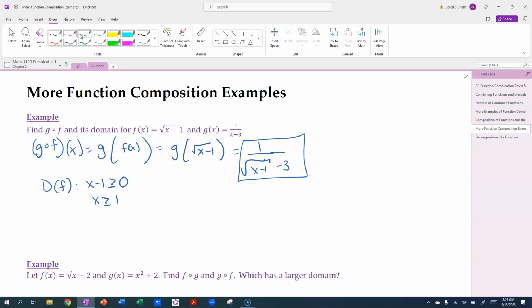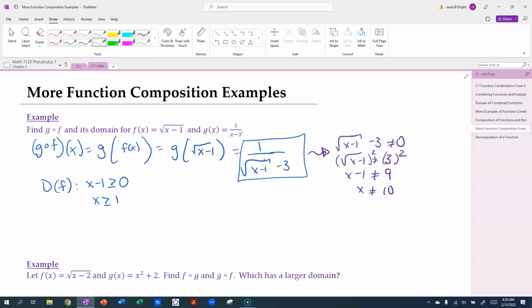Now I also need to look at the domain of the output and make sure that's defined. So in here, I need the denominator to be not 0. So square root of x minus 1, all minus 3, cannot be 0. Then I solve this. Square root of x minus 1 is equal to 3. Square both sides. X minus 1 cannot equal 9. So then x cannot equal 10.